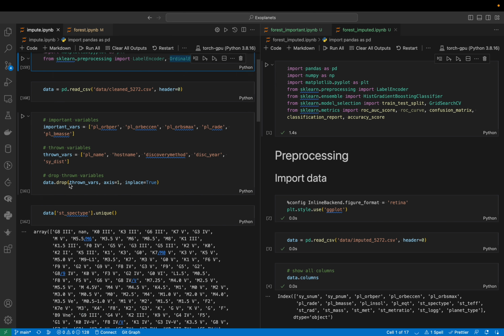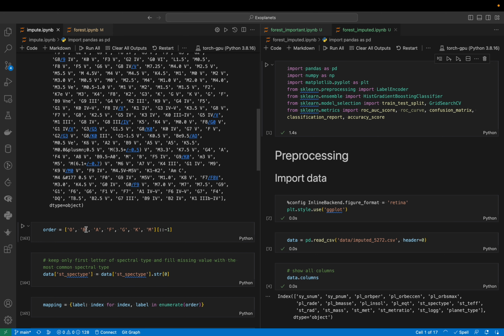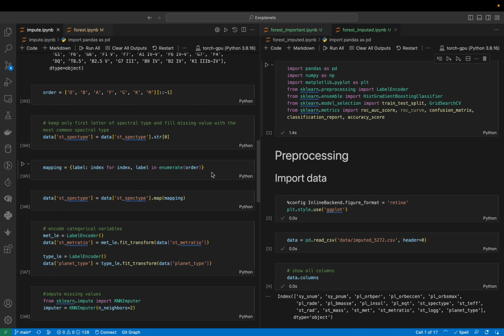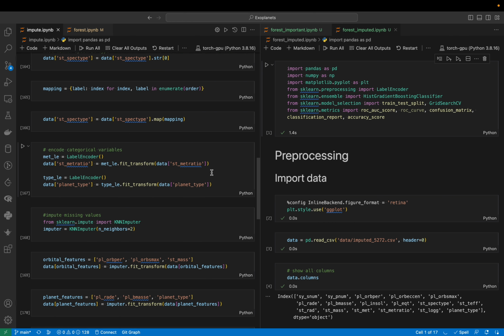First, we reduce the number of types in the stellar spectral type. Originally, there are a lot, but they can be simplified into seven labels, ranked from the brightest star to the dimmest star. Actually, it's the bluest star to the reddest star, but whatever. And also encode categorical variables. And here we use the KNN imputer and choose the number of neighbors equal to 2.